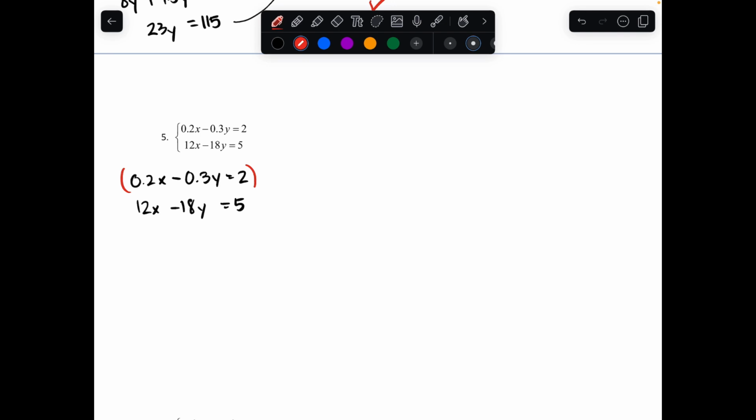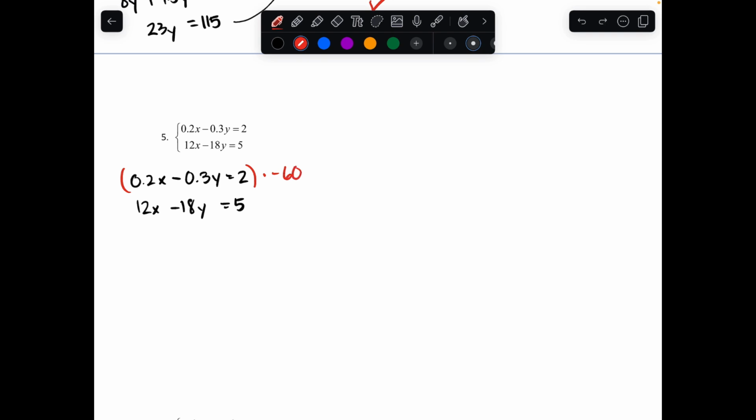Well, I can kind of do it in steps. How do I turn 0.2 into 1? Well, I multiply it by 5. And then how do I turn a 1 into a 12? Well, I multiply it by 12. So I multiply by 5 and by 12. So really I'm multiplying by 60. But I want it to be the opposite sign, so I'll do negative 60.